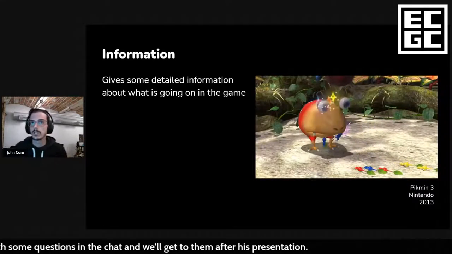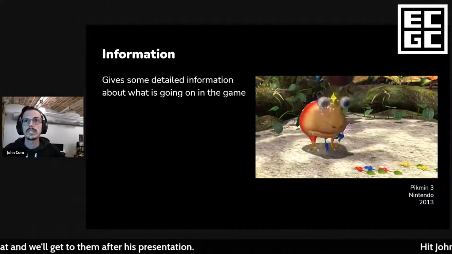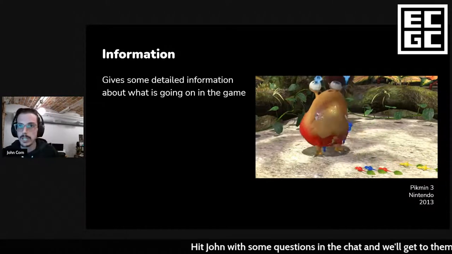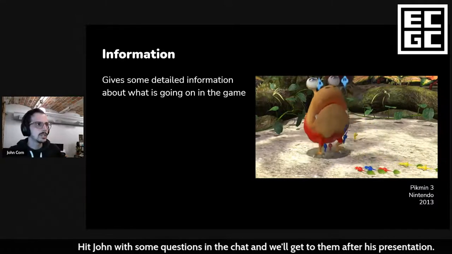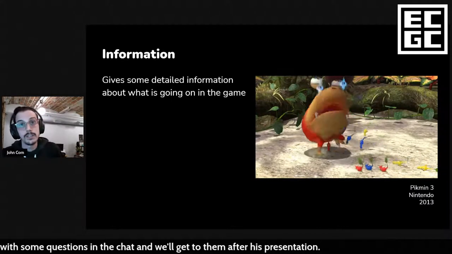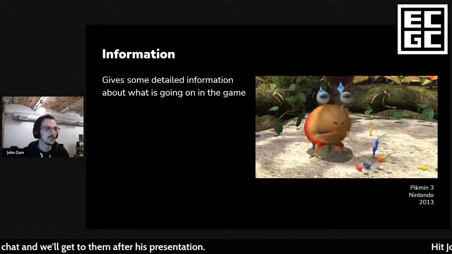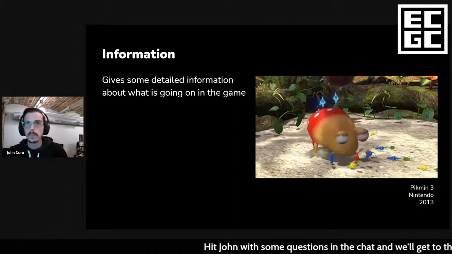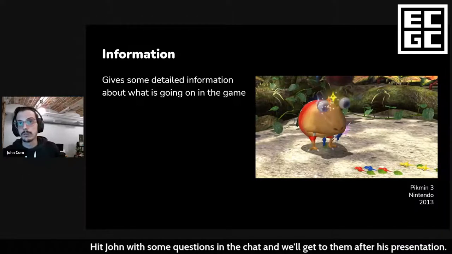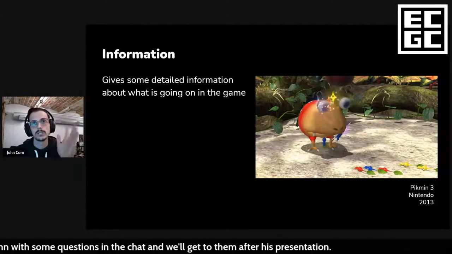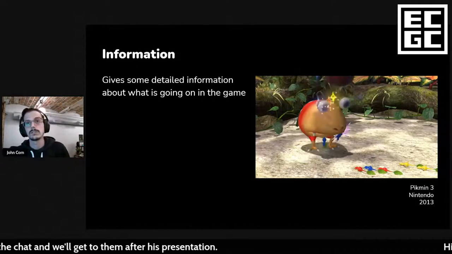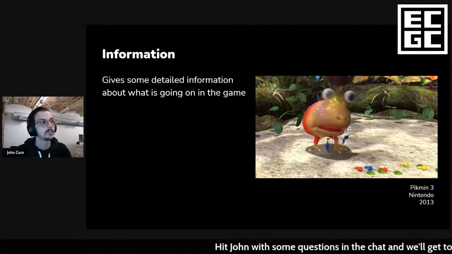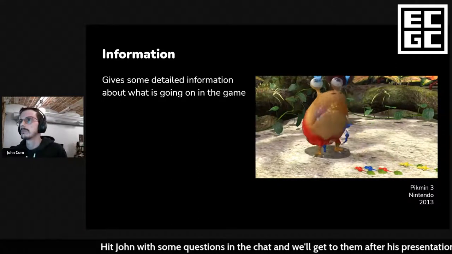Okay, so next up we have information, right? Information gives some detail about what is going on in the game. In this example, it's Pikmin 3 by Nintendo, and it's doing two different things to tell the player they're losing Pikmin, that their Pikmin are dying. As you can see on the strawberry monster's face, when it first eats the Pikmin, a bunch of sparks fly up. And then, kind of like a follow through, the ghosts hang around and tell the player your Pikmin are dead, but also which ones, right? There's a color to the ghost. So it's giving the player some information.